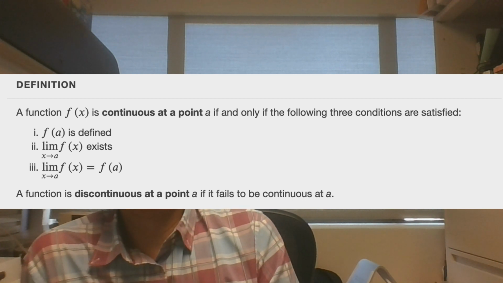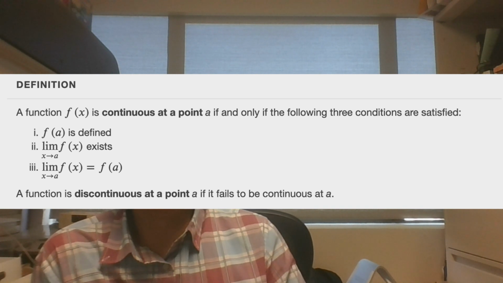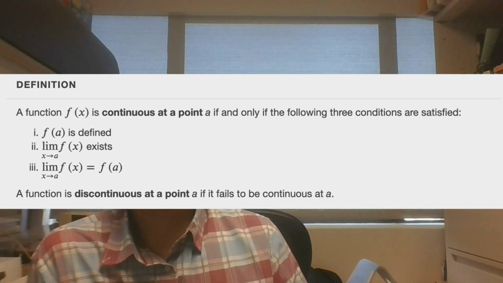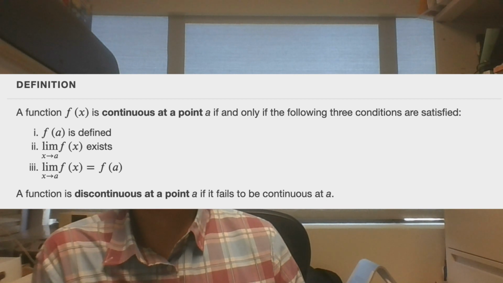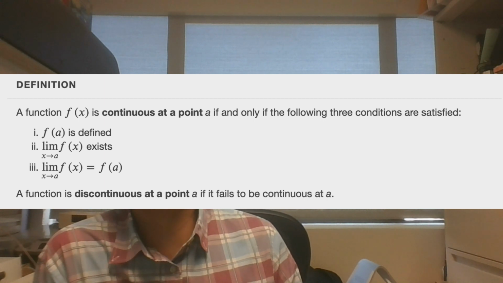We want to make sure that the function is defined at the point. If it's not defined, then the function doesn't even cross that point. We have to make sure that the limit exists. If the limit does not exist, then it's possible that coming from the left and coming from the right will give you two different values, and then you'll have to make a jump.